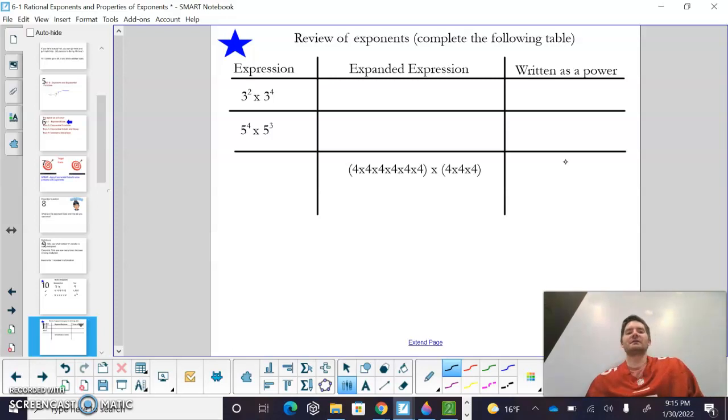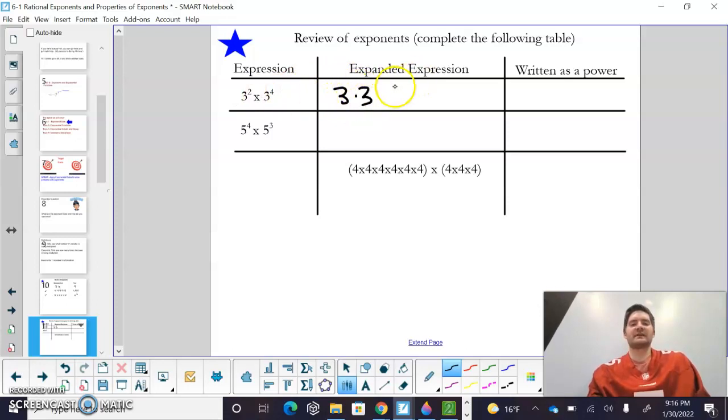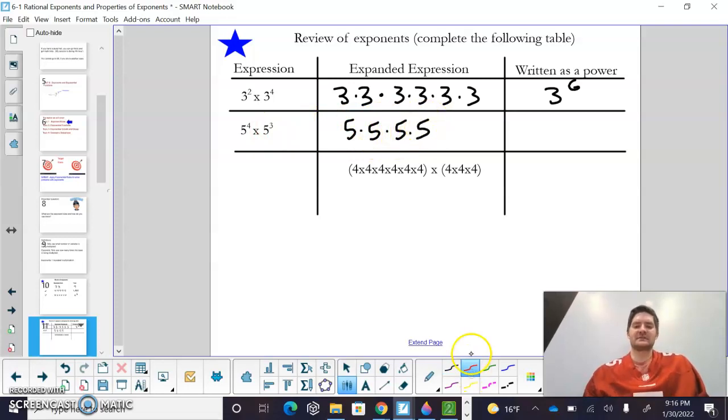So let's review this. If we're going to expand this out, we have 3 squared times 3 to the 4th. So 3 squared means 3 times 3, multiplied by 3 to the 4th, 1, 2, 3, 4. If we write this as a power, we notice that 3 is written 6 times. Now we're going to do the same thing for 5. We're going to write down 5 4 times, and just to show you guys a different color, red, we're going to write 5 3 times. We're going to multiply that all together. We have 7 5s. It's 5 to the 7th power.